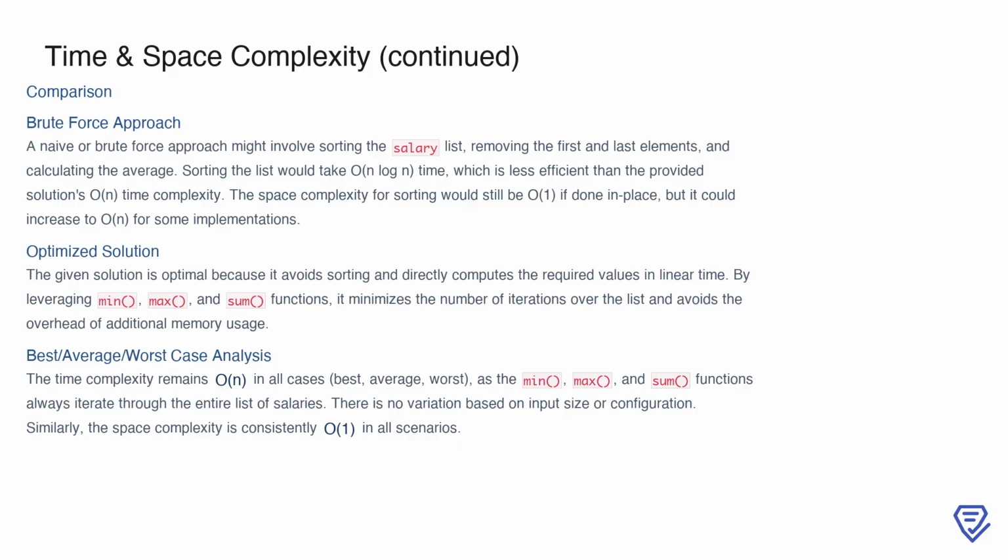The provided solution is more efficient because it avoids the overhead of sorting and performs all necessary calculations in linear time. By leveraging built-in functions like min, max, and sum, it reduces the number of iterations and memory usage. Lastly, the time complexity remains O(n) in all scenarios, whether best, average, or worst case, as these functions always require a full traversal of the list. Similarly, the space complexity is consistently O(1) across all cases, making this solution both time and space optimal.